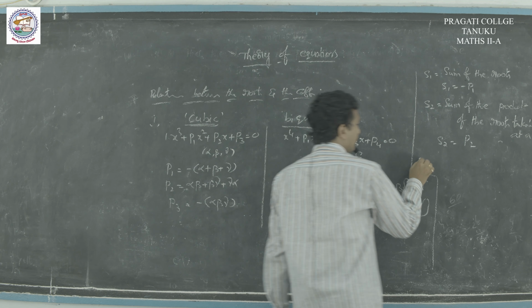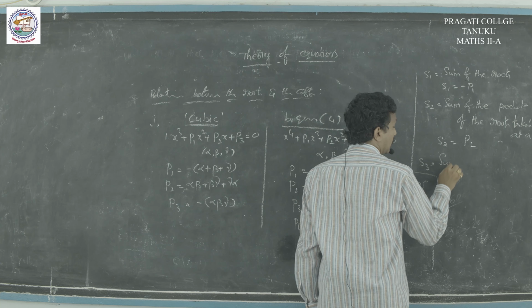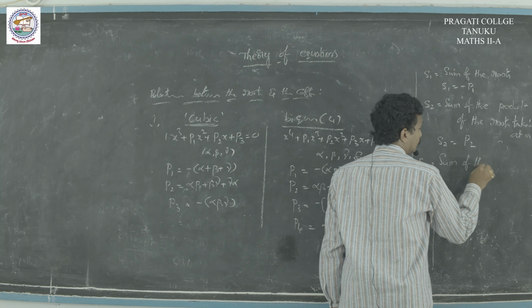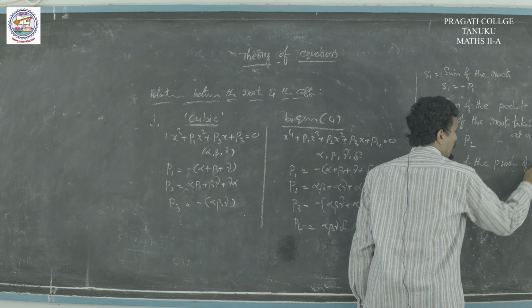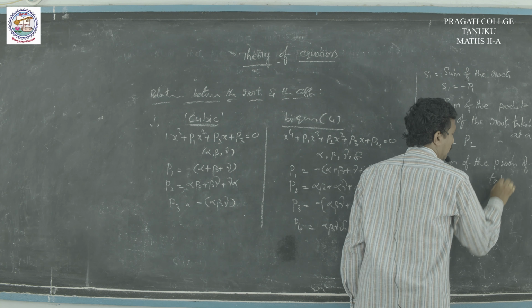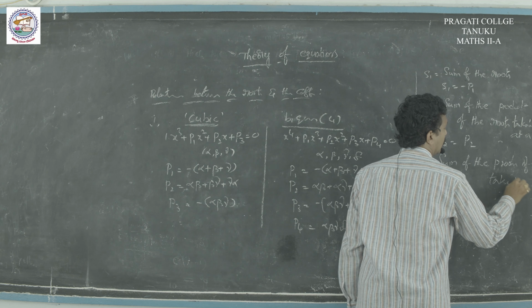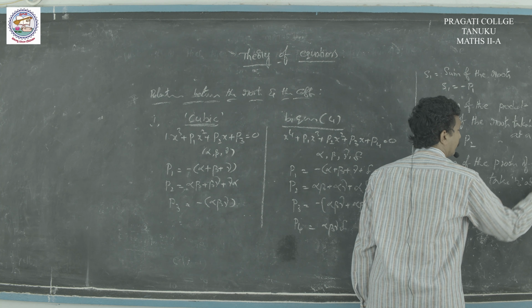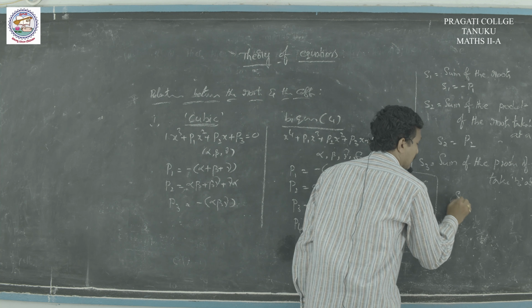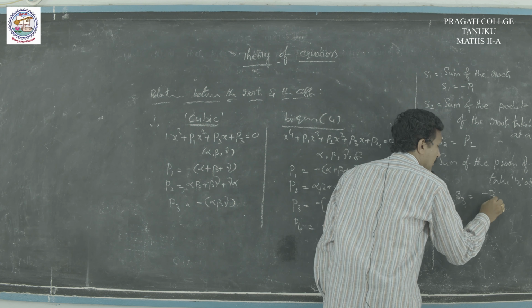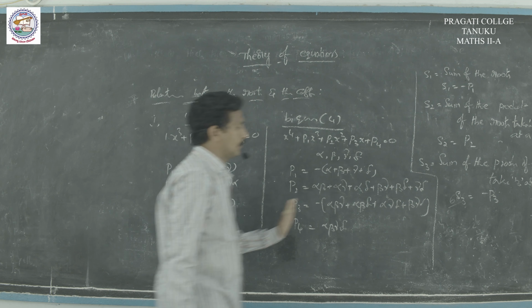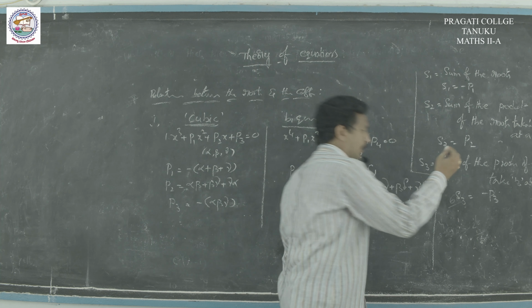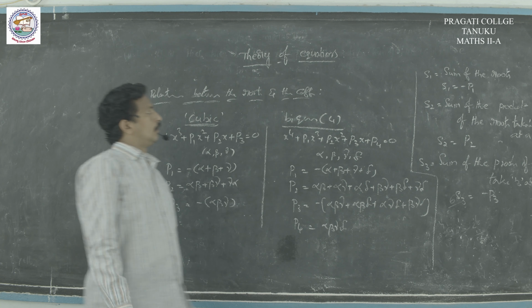S3 means the sum of the product of the roots taken three at a time. Here observe that S3 is equal to minus P3. Similarly, in this way.